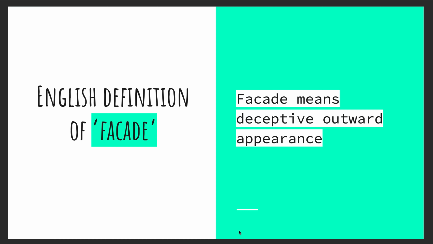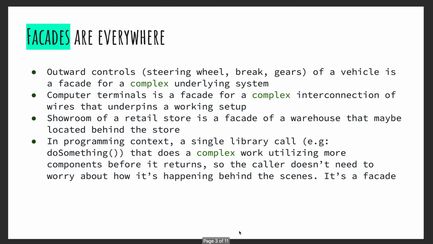Let's first understand the English definition of the word facade. Facade means a deceptive outward appearance. It is the face of a complex setup of something. Facades are everywhere. Let's take a couple of examples. If we take a vehicle as an example, the outward controls such as the steering wheel, the brake, the gears of a vehicle is a facade for a complex machinery that makes the vehicle move.